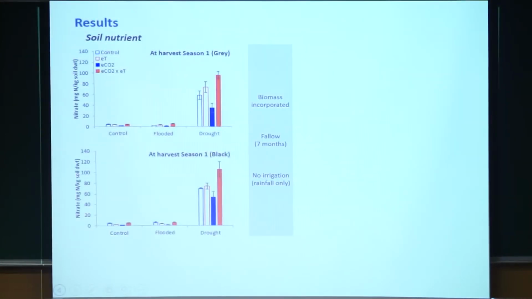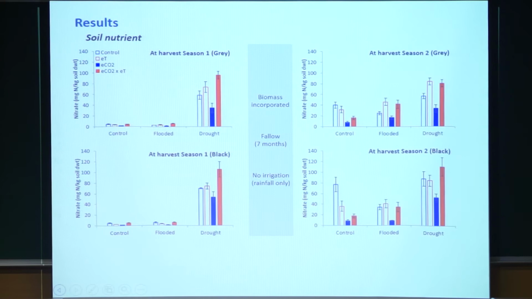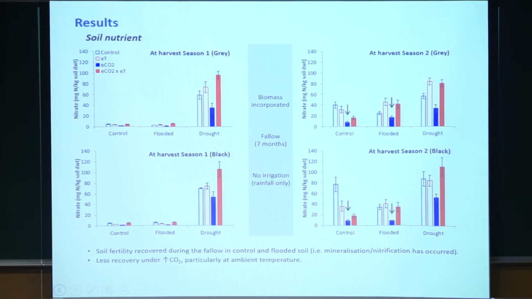So what did we find? Well, overall, we had the first season, we had the second season, and not to bore you with all the details, but soil fertility recovered during the fallow in both the control and the flooded fields because we got mineralization and we got nitrification, but there was certainly less recovery under elevated CO2, particularly at ambient temperature. And you must note that we added the same amount of fertilizer in the second season as we did the first season, so the impact of the actual nitrogen in the soil played a very large role in determining what the yield was.